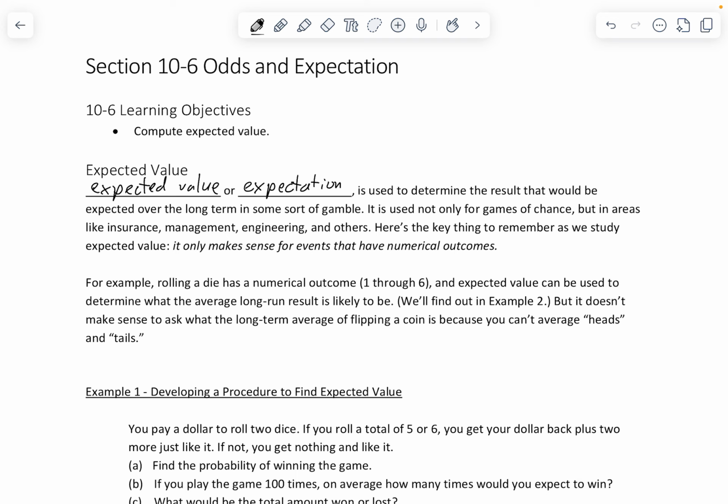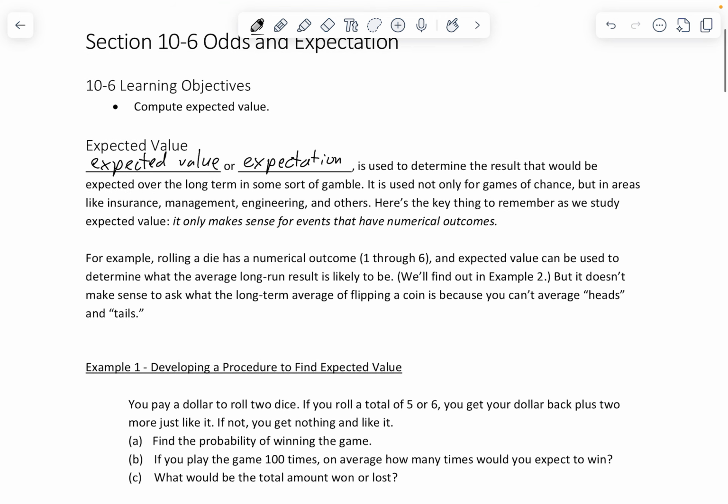It is used not only for games of chance, but in areas like insurance, management, engineering, and others. The idea is to try to figure out the long-term expectation if some experiment is repeated numerous times. But here's the key to remember as we study expected value. It only makes sense for events that have numerical outcomes.